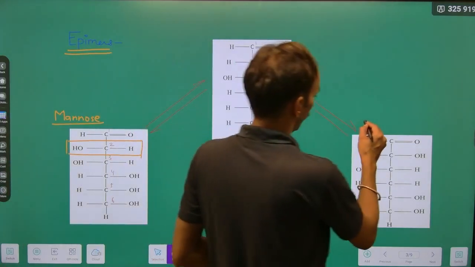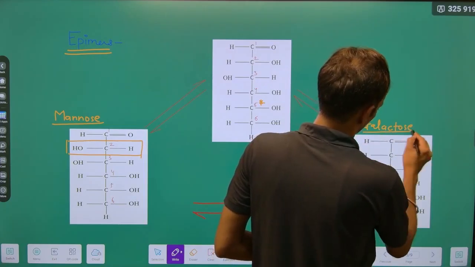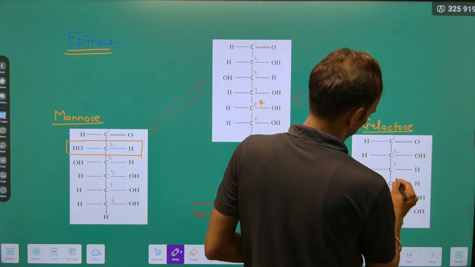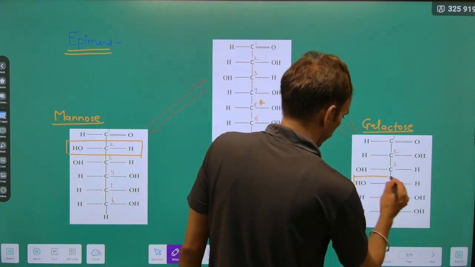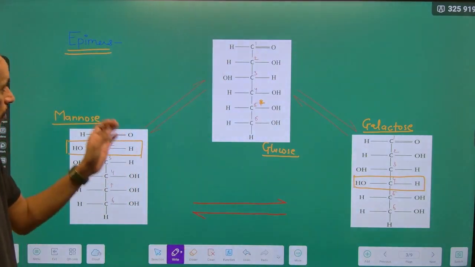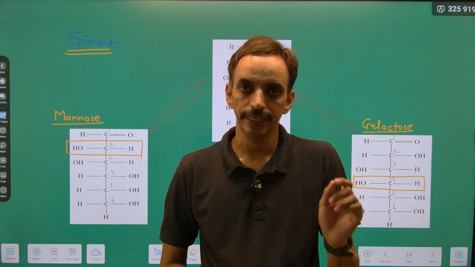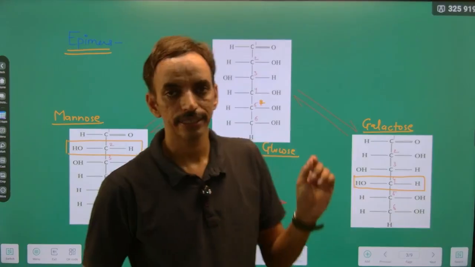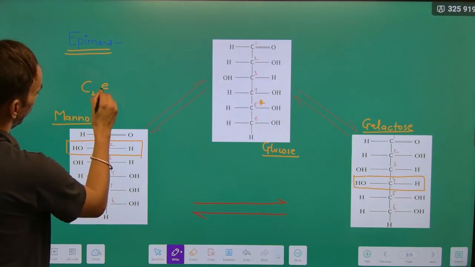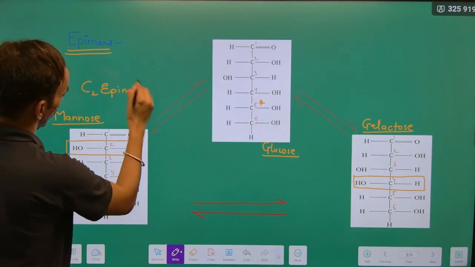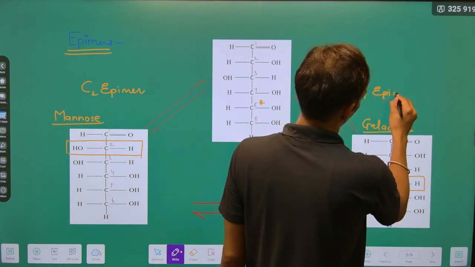Similarly, this is the structure of galactose, and the difference between these two structures is at carbon number 4. So what are epimers? If there is a change in the position of the functional group at only one position besides the penultimate carbon, then it is known as an epimer. Here, mannose is the C2 epimer of glucose, while galactose is the C4 epimer of glucose.